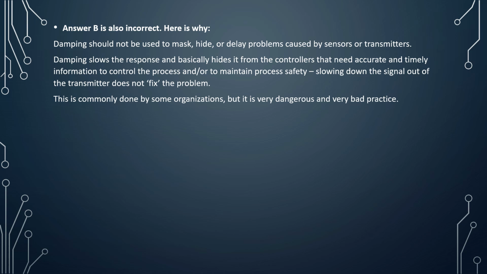Okay, so option B is also wrong. The damping shouldn't be used to mask, hide, or delay problems caused by sensors or transmitters. You need to fix the transmitter, or redesign it, re-engineer it, something, add different logic, etc. Damping slows the response and basically hides it from the controllers that need accurate and timely information to control the process and or to maintain process safety. Slowing down the signal out of the transmitter doesn't make the problem go away. It only hides it from the thing that is supposed to keep you safe and control it. So option B, definitely not the case.